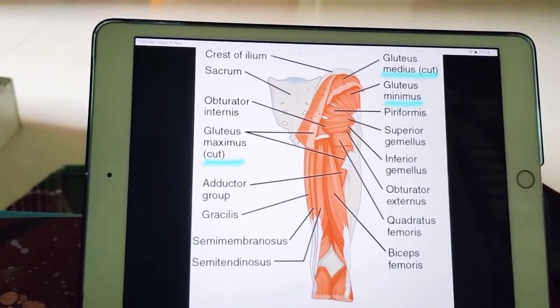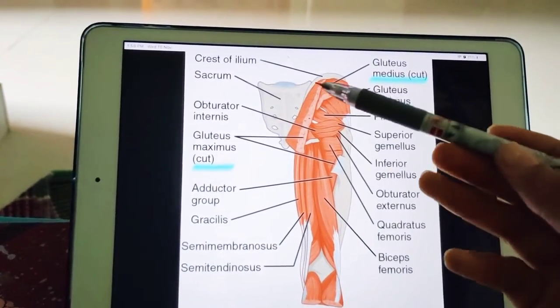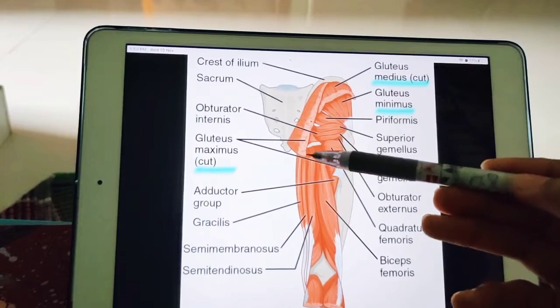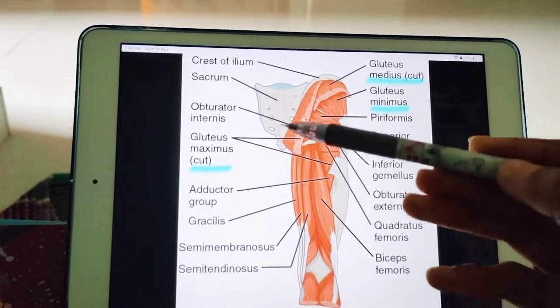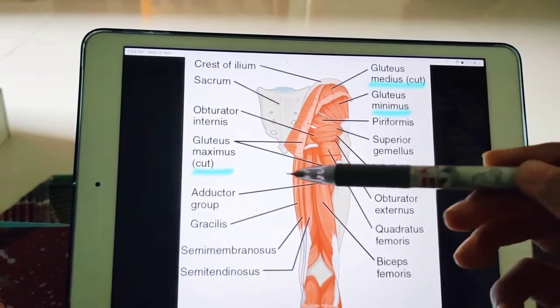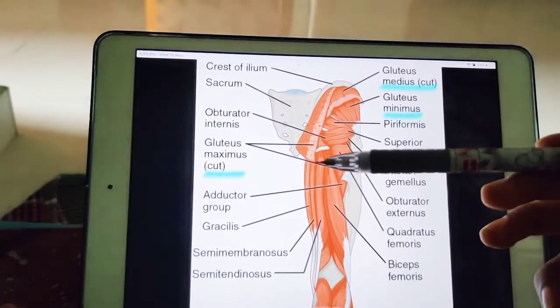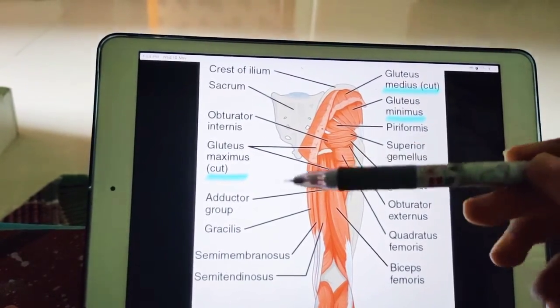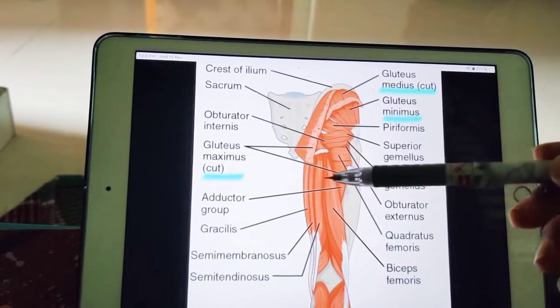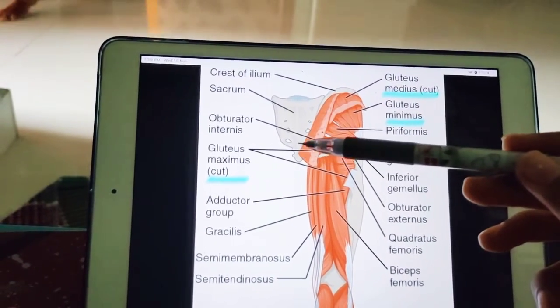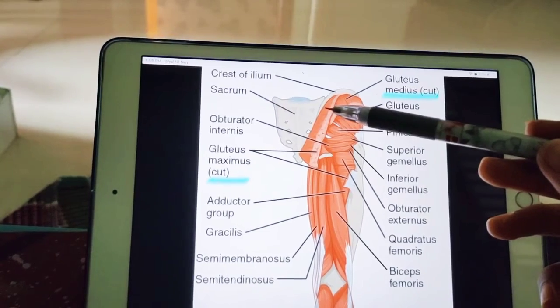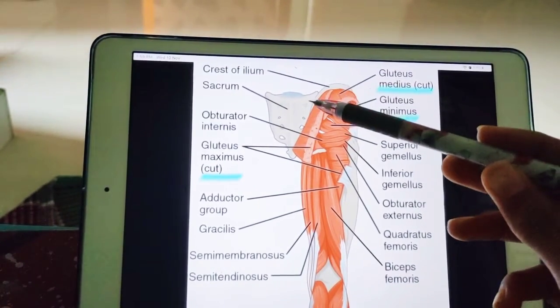So let's start with the gluteus maximus muscle. Actually this is the cut end of the gluteus maximus muscle. This will cover the whole of the buttock, the back side, the fatty area, mainly because of the gluteus maximus muscle. It is a large quadrangular powerful muscle covering mainly the posterior surface of the pelvis. Its origin is from the outer slope of the dorsal segment of the iliac crest. You can see this is the iliac crest.